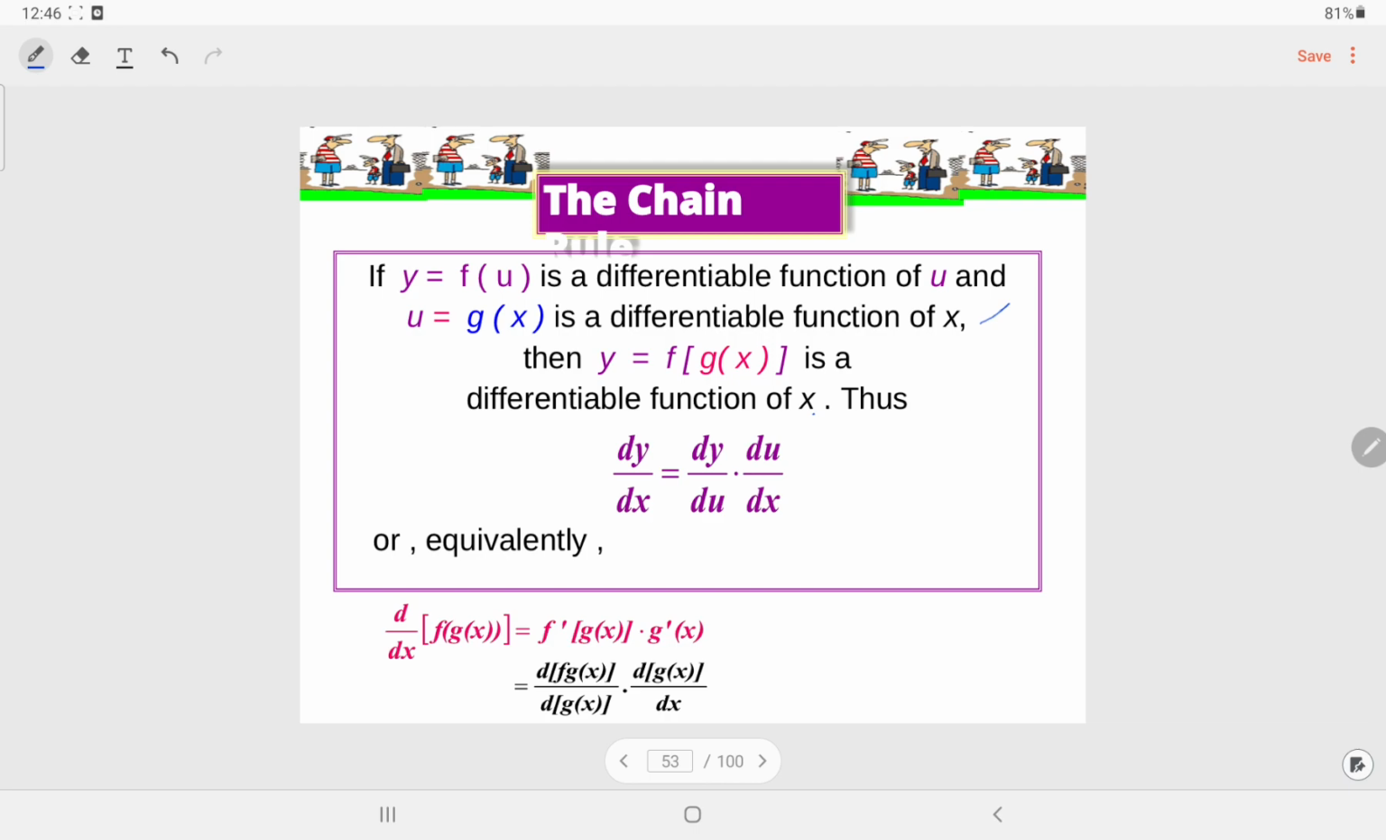Thus, we can say dy over dx equal to, okay, you need to memorize this one, dy over dx equal to dy over du times du over dx. So if we cancel out this one, so we can get back dy over dx. Or equivalently, if you use f of g of x, the derivative of f of g of x equal to f prime of g of x times g prime of x, okay, equivalent to this one.